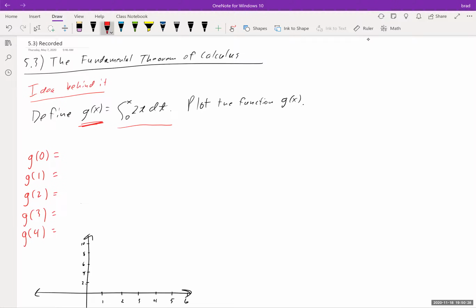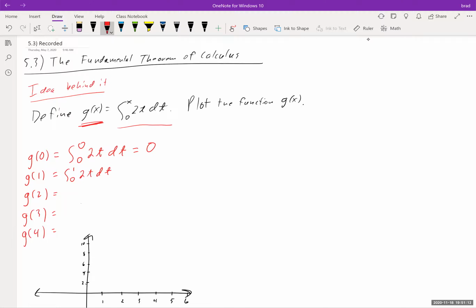So when I plug 0 in, I'm basically integrating from 0 to 0, right? Because it's g of x, so I'm plugging in 0 for x of 2t dt, okay? Well, we know that that is actually 0 because there can't be any area when you haven't traveled any distance, okay? So now let's try g of 1. That might be a little bit harder. So I'm going to go from 0 to 1 of 2t dt, okay?